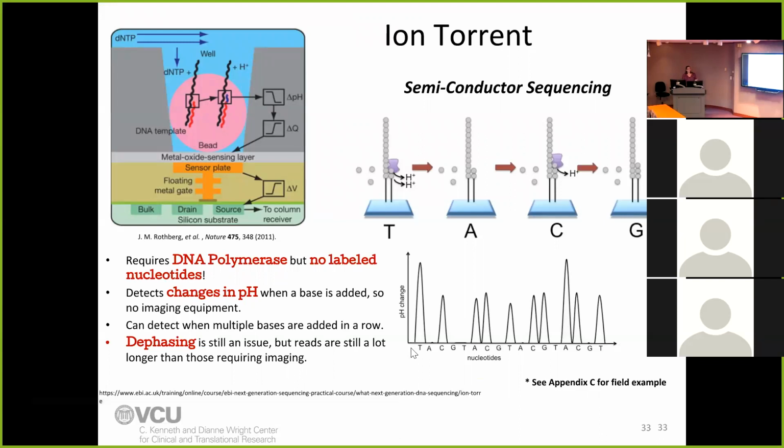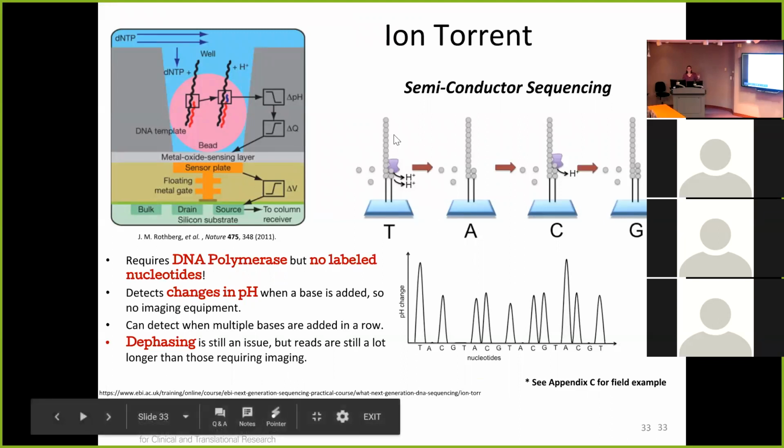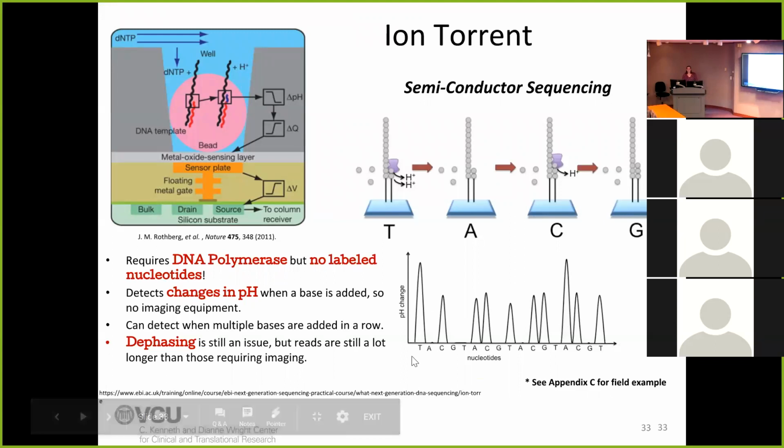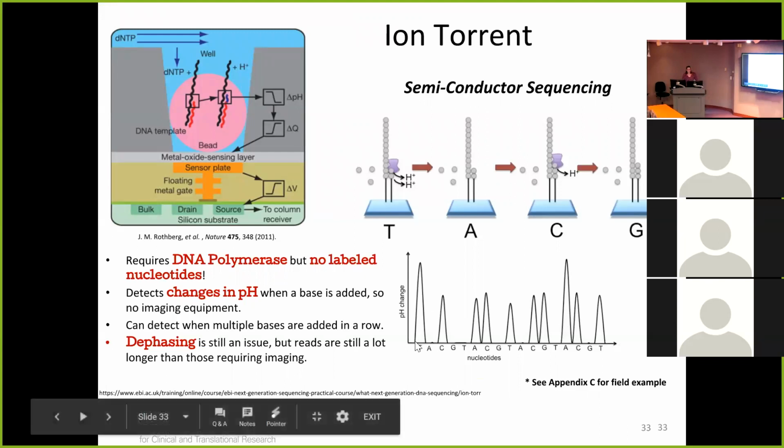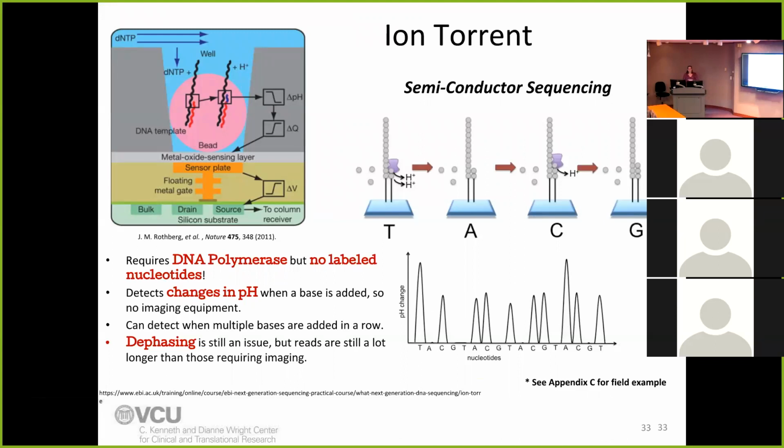And what's really cool about this is you can actually detect multiple nucleotides added at the same time. So if you have a sequence that has 3 thymines in a row, this will actually add those 3 thymines in a row, and you'll measure 3 times the pH change than if just one base pair was added. So the Ion Torrent can go for longer before it dephases, so you get much longer reads out, but it is very slow and it's got low throughput.